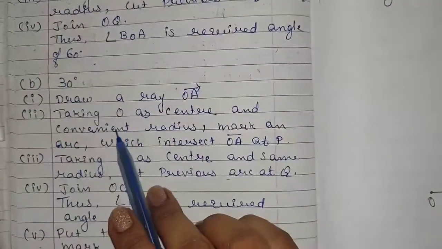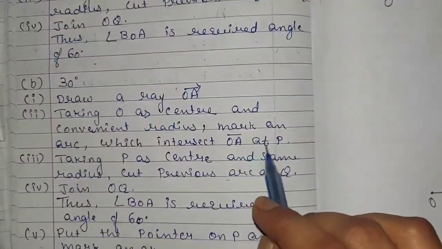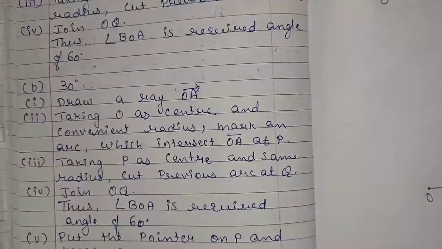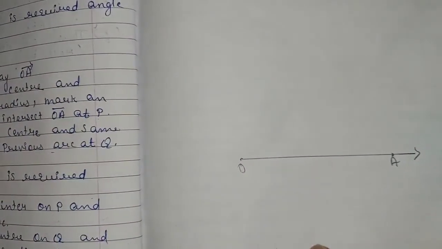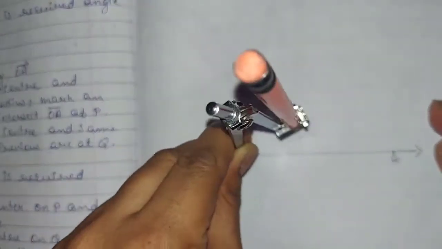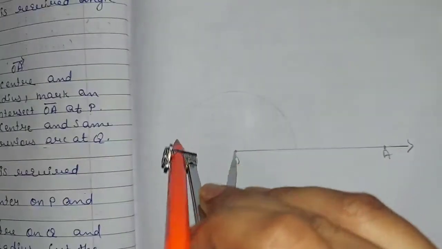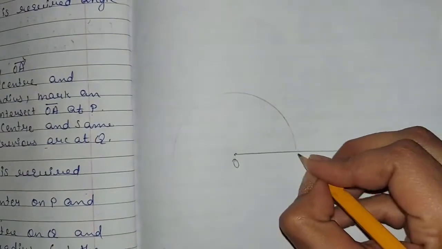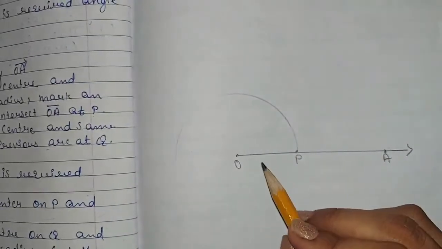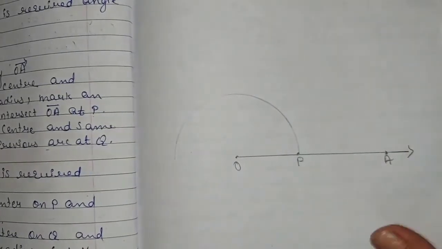Step number 2. Taking O as center and convenient radius, mark an arc which intersects line segment OA at P. So here also again we will follow the 60 degree rule. So let us take O as a center. So students, this is the opening of the compass. We will draw one arc with O as a center. So this is our arc with O as a center. Now we have to mark P which intersects OA. As it is said in the question, let us mark P which intersects OA. So here we have marked P.